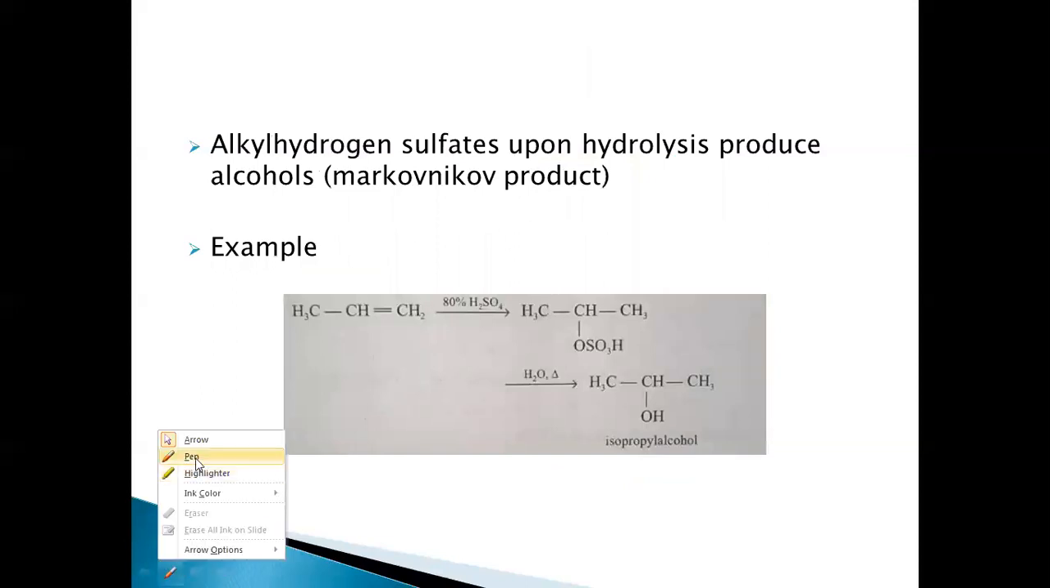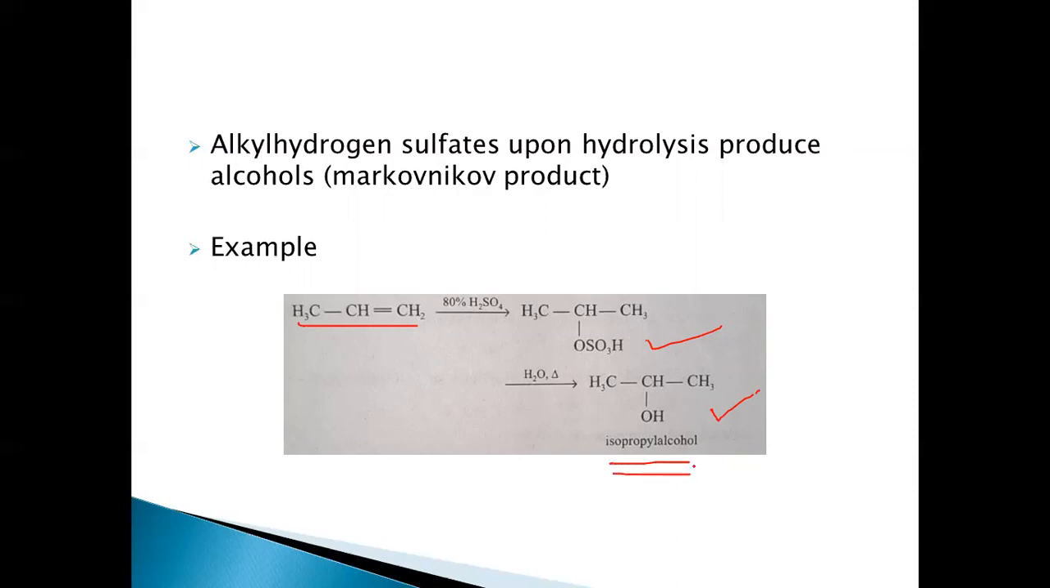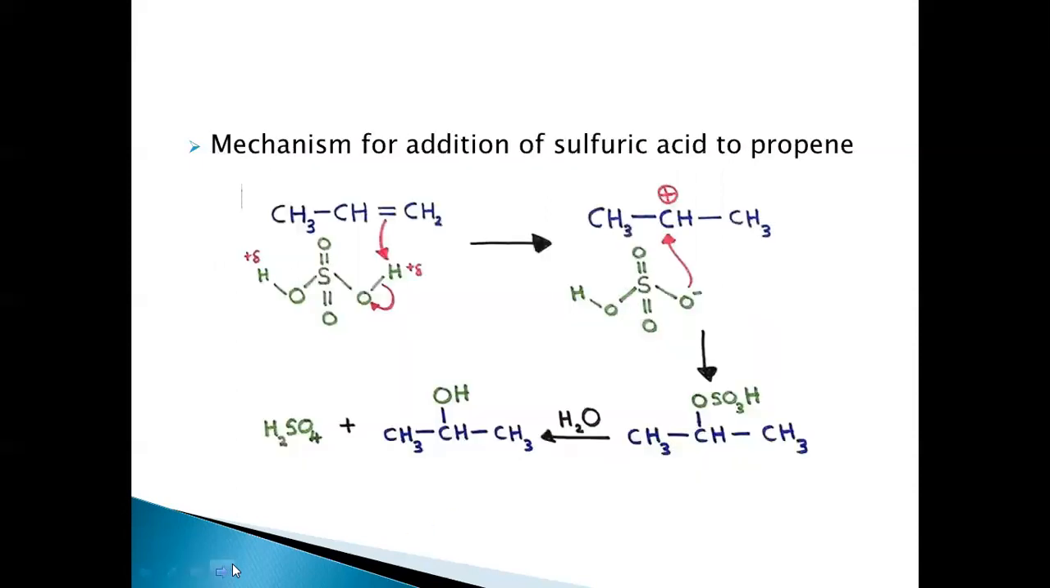So now, when we take the example of propene, on addition of cold concentrated sulfuric acid, it results in the formation of alkyl hydrogen sulfate, which on hydrolysis will give you isopropyl alcohol. See, this is following Markovnikov's rule, where the OH has been added to the secondary carbon. Let's see this mechanism in detail now. The alkene will get attacked by H plus. The sulfuric acid on ionization gives the hydrogen ion and the bisulfate anion, and this will give you the carbocation.